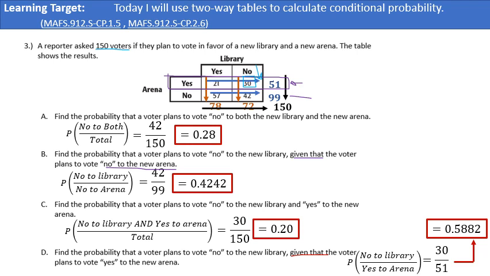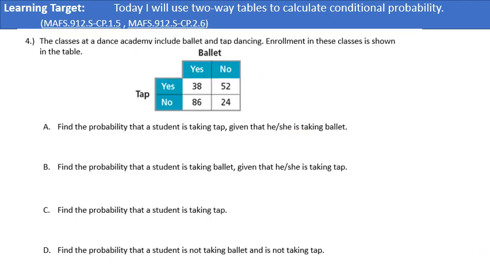Okay? All right, number 4. Last one, I promise. Maybe. We'll see. All right, number 4. The classes at the Dance Academy include ballet and tap. Here's the enrollment in the table. What's the first thing we're going to do? Find our totals. Hit pause and do it, and then we'll come back and get the answers.